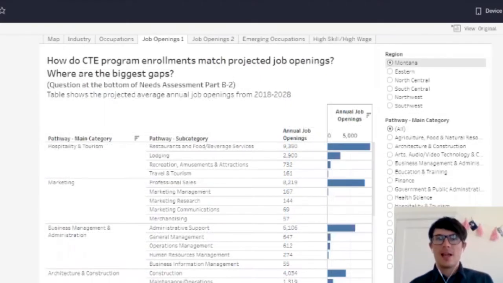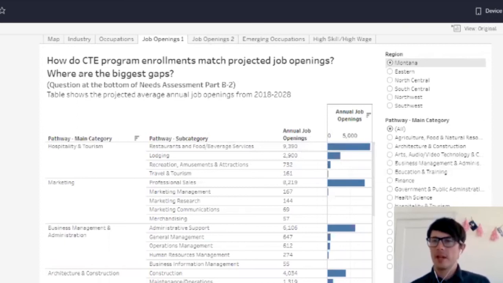The next question is how do CTE program enrollments match projected job openings and where are the biggest gaps? We have this information organized into 2 separate tabs. The first of these tabs organizes this information by career pathway. So it's aggregating projected job openings to a specific pathway.